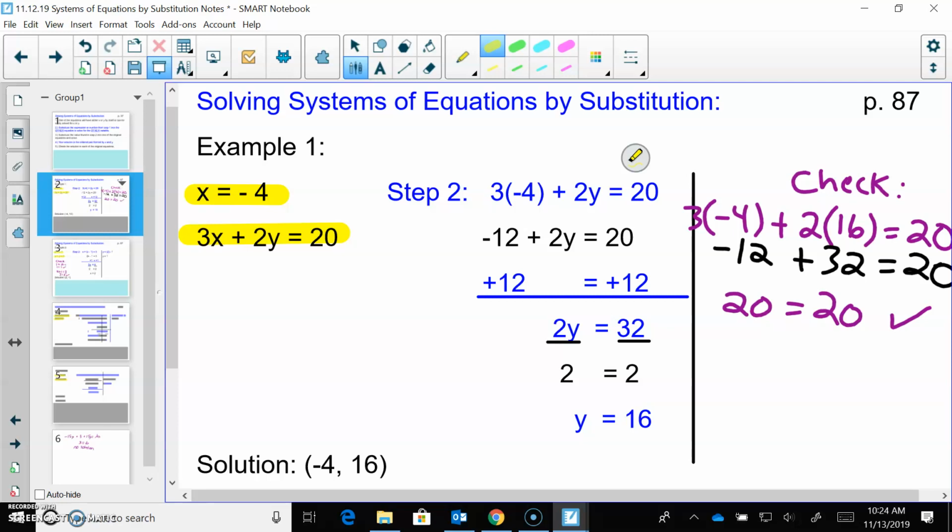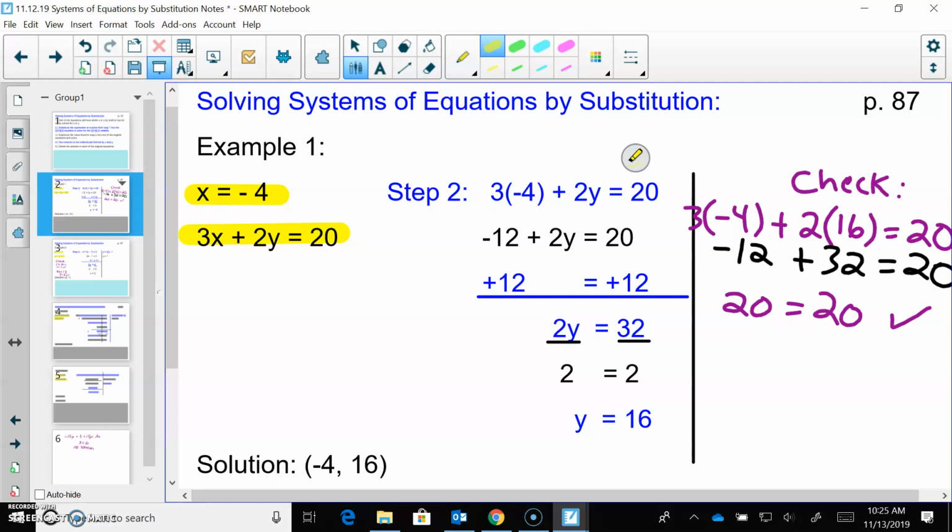So if you see where we have step 2 in blue, it says 3x. Well, instead of x, I'm going to substitute -4 in there. So it says 3 parentheses -4 plus 2y equals 20. Then we just multiply 3 times -4, which gives me a -12. And then plus 2y equals 20. So in order to get y by itself, I need to add the 12 to the other side, because the opposite of a negative is a positive, so I'm adding 12 on both sides.